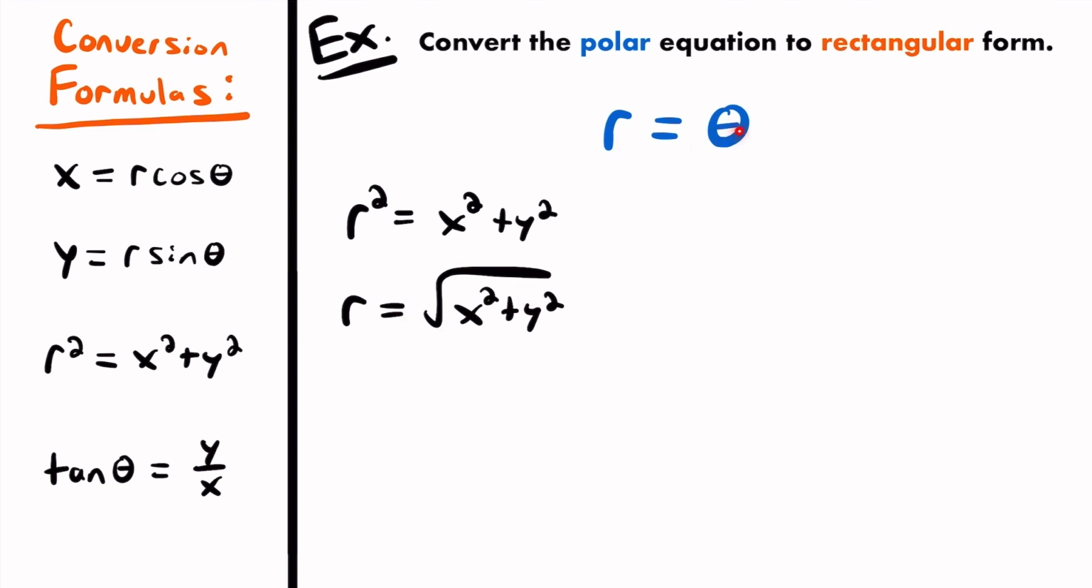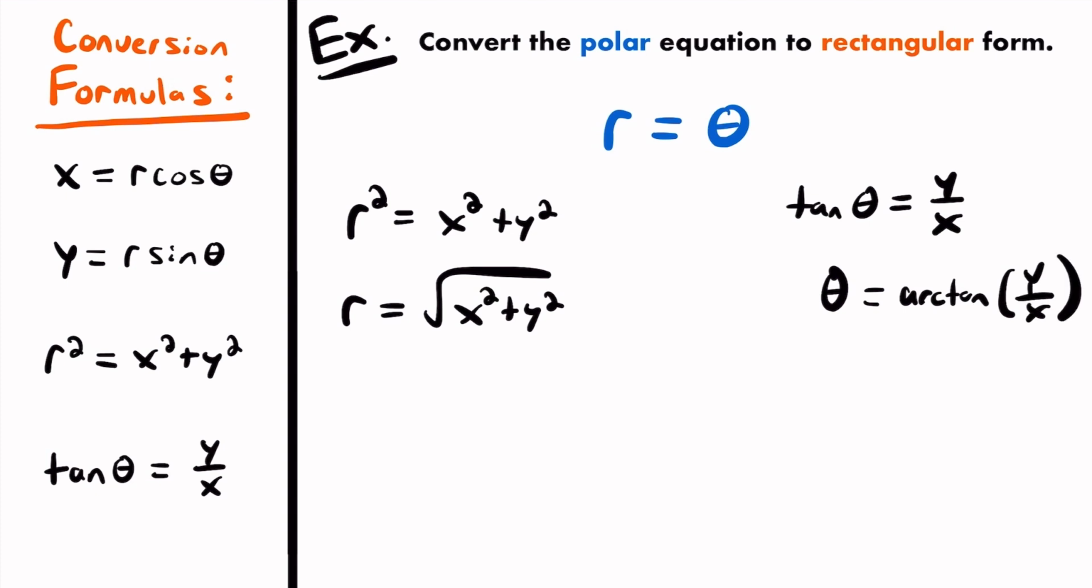But then for theta, we have this equation. So we'll have tangent theta is equal to y divided by x. To solve for theta, we can use the arctangent function. We can take the arctangent of both sides of the equation, and the arctangent function is the inverse tangent function. So the inverse tangent function will cancel out with this tangent function, right? Arctangent and tangent will cancel out, and that will give us theta is equal to arctangent of y divided by x. And so that's what theta is equal to in terms of x and y.